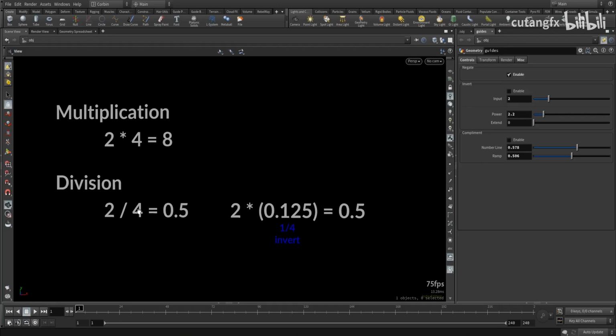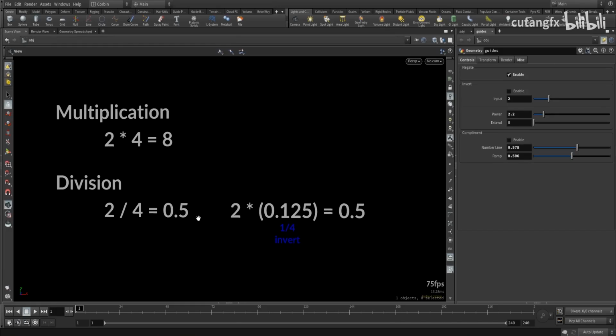So 2 divided by 4 is the same as 2 multiplied by 0.125, right? Now, some of these numbers actually stand out for us pretty easily. For example, we all know that dividing something by 2 or multiplying it by 0.5 is the same thing. Okay, I think most people at least intuitively understand that.